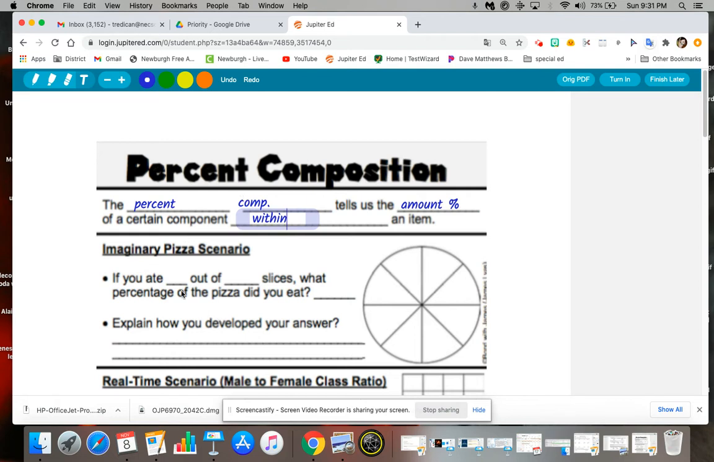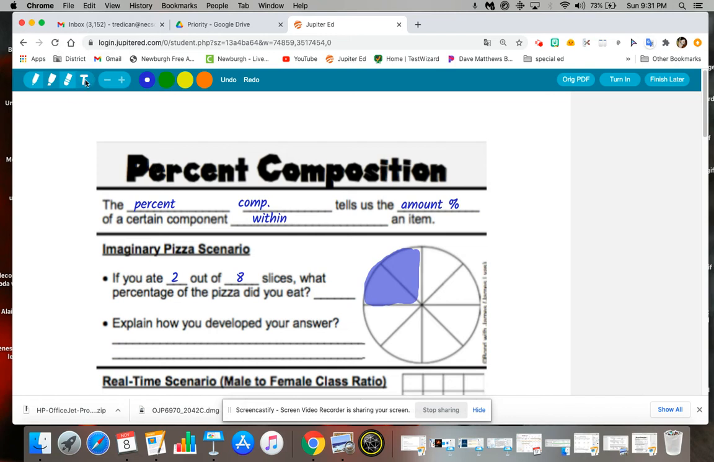Let's take a look at a commonplace percent. So let's say you ate 2 out of the 8 slices. Okay, we can go up and get our highlighting tool up here, and we'll color in the 2 slices that we ate. It doesn't have to be pretty, just gets you the idea.